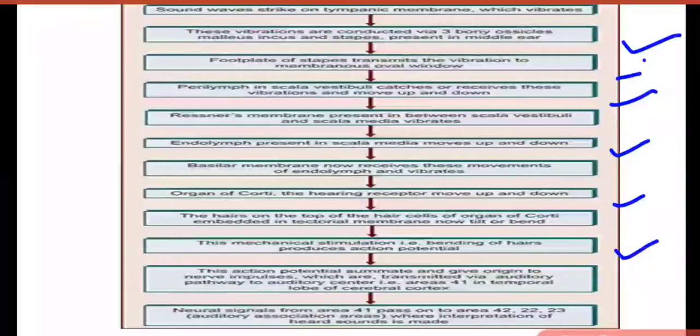produces an action potential. This action potential gives origin to the nerve impulse, which is then transmitted via the auditory pathway to the auditory areas present in the temporal lobe of the cerebral cortex, and the neural signal from that area is then interpreted as to what kind of sound we have heard. This is all about the mechanism of hearing.